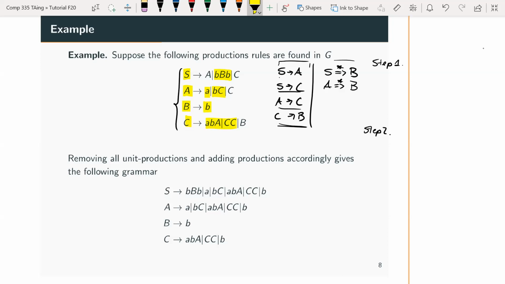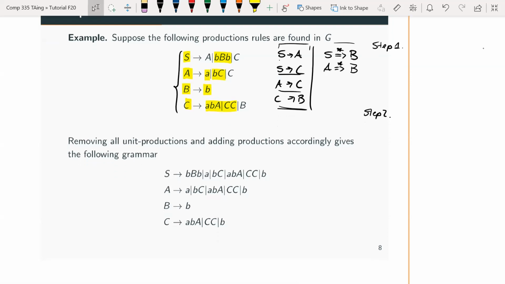So we're going to need to find them. So these guys are going to be pasted here. Let's just identify them to make everything clear. So these guys, these guys, these guys, and these guys, right? Okay. And now that's step 2. I essentially just copy pasted all of the non-unit productions in G and put them in G prime.